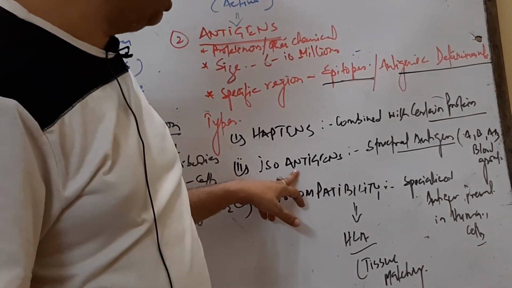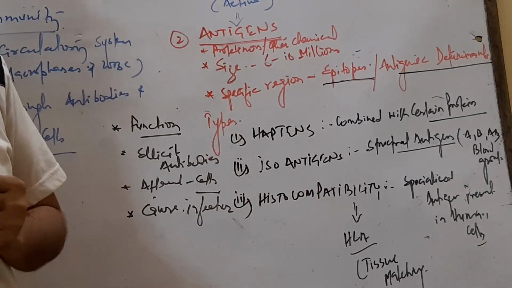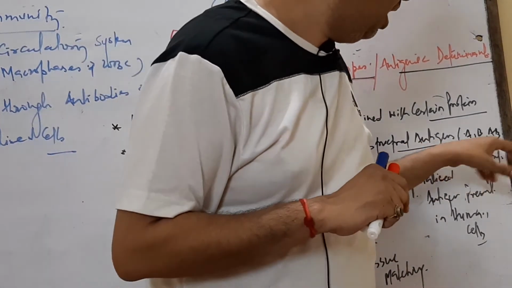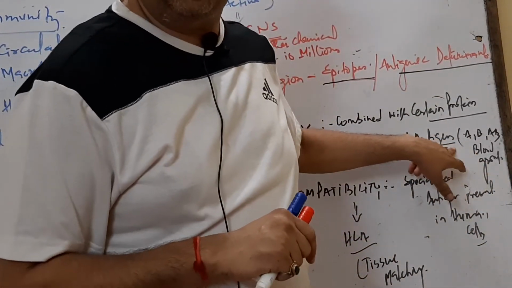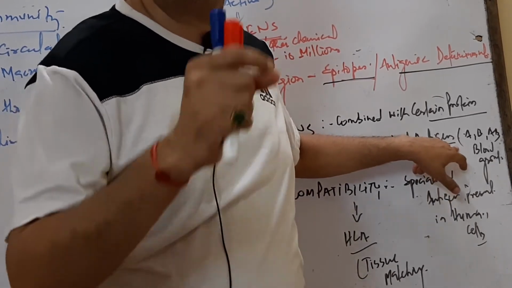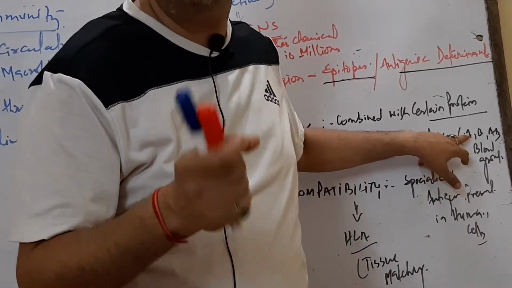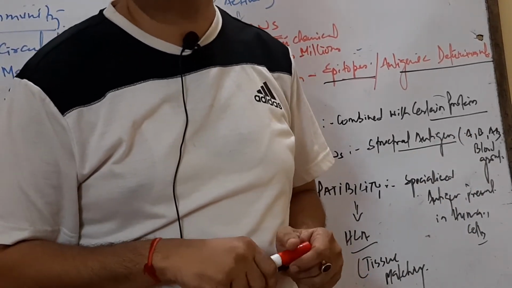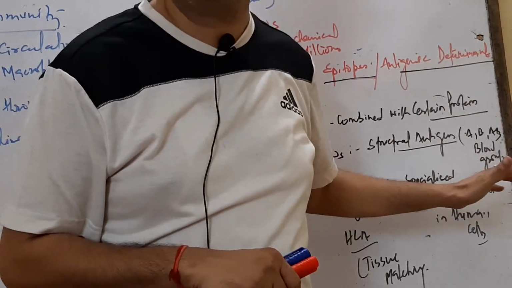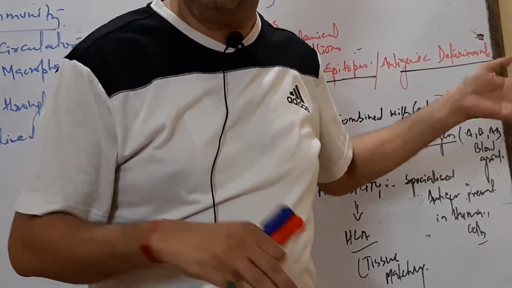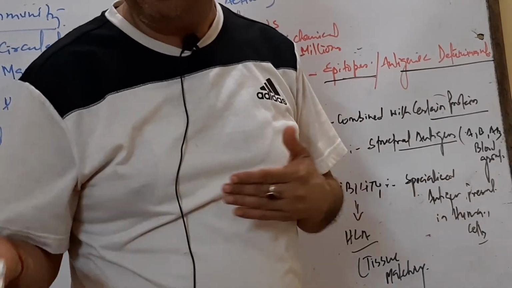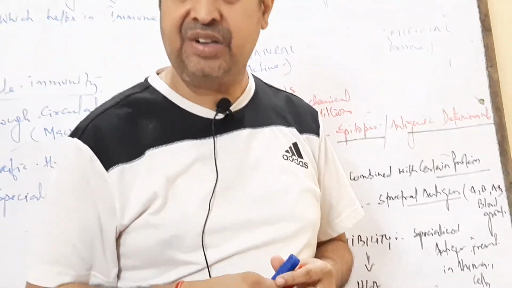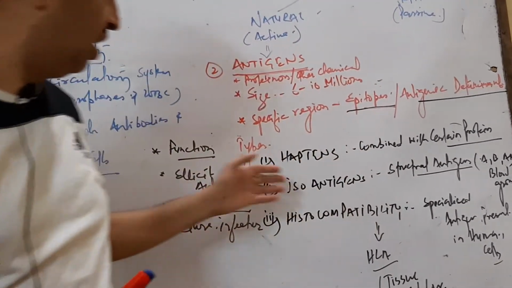The second is isoantigens. These are structural antigens which are already present, such as the antigens in the ABO blood groups. A group means A antigens are present on the surface of RBC. B group means B antigens are present on the surface of RBC. And AB means both A and B antigens are present on the surface of RBC. The structure is already formed. When it reacts with the antibodies present in plasma, they affect each other. So this is the structural antigen.